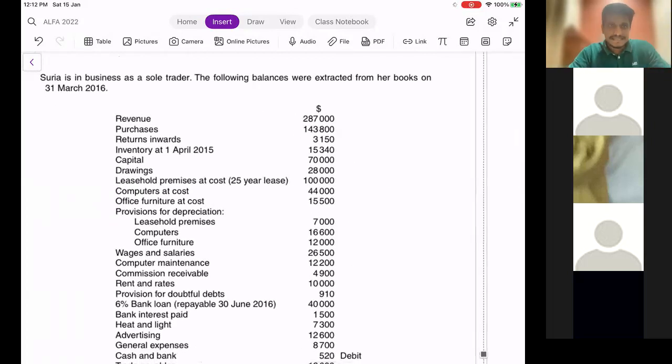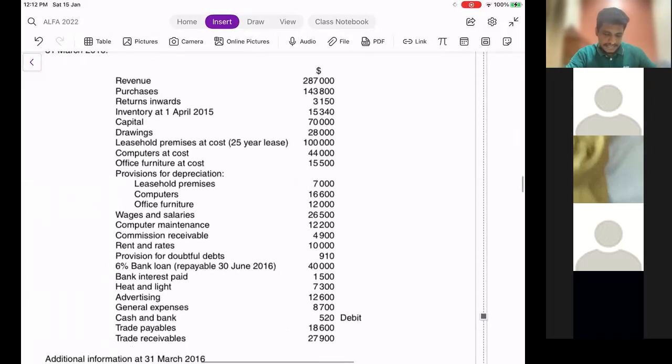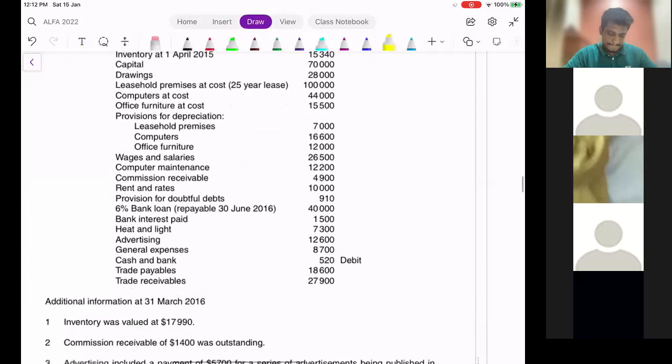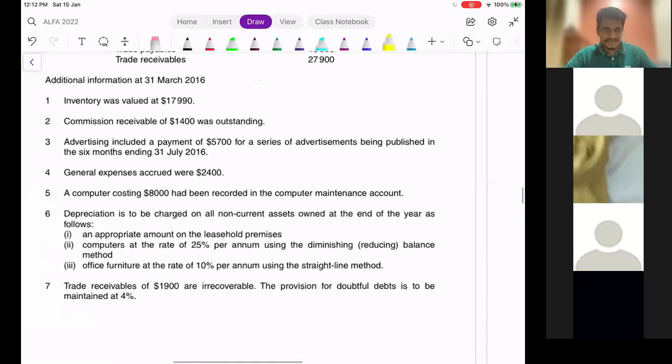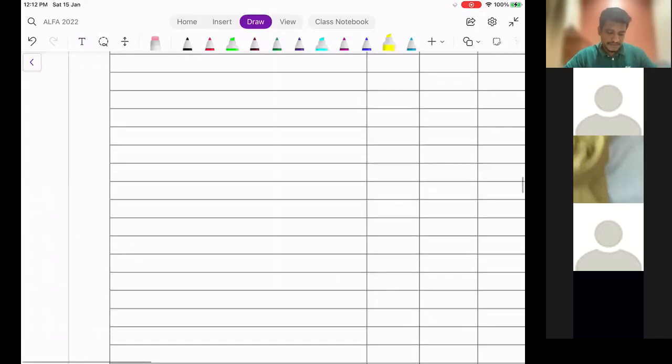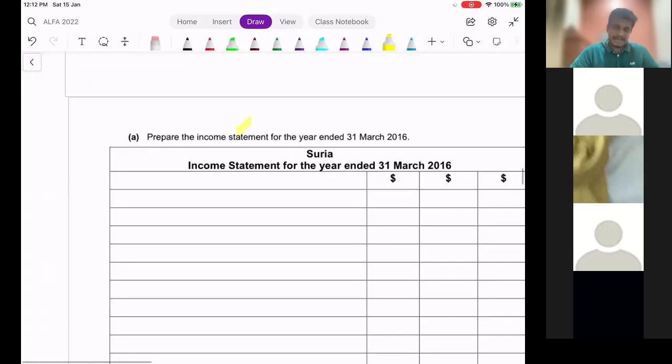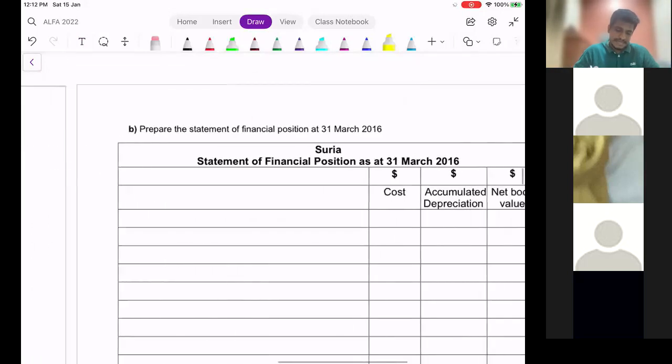Surya is in business as a sole trader. The following balances were extracted from her books on 31st March 2016. So these are the balances they gave me, and then this is the additional information. They gave me 7 pieces of additional information, and they asked me to prepare the income statement and the statement of financial position. These are the 2 things that we need to prepare.